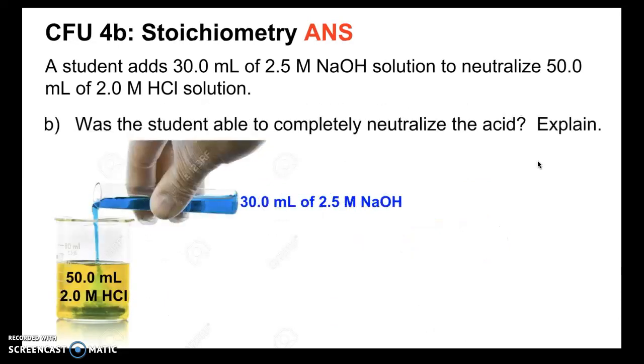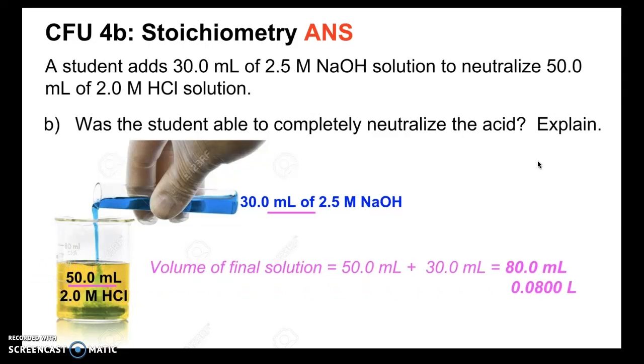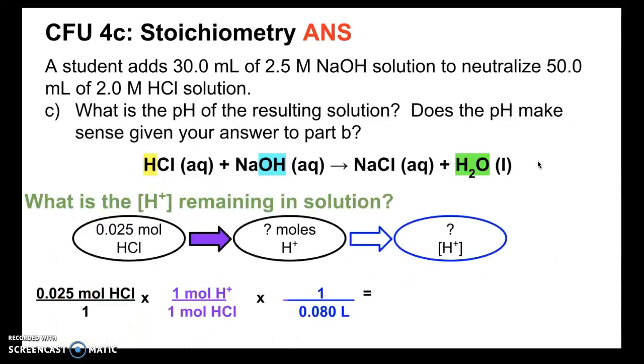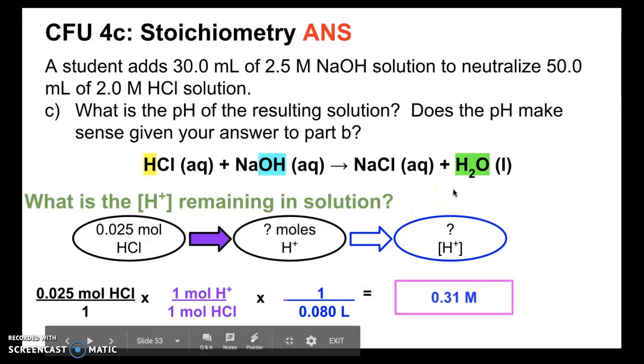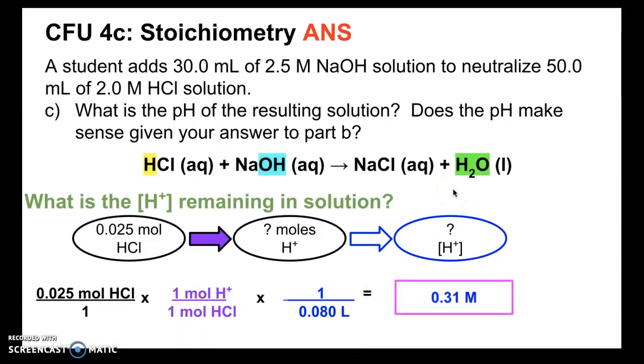So what I need to know is the volume of the entire solution after I mix everything together. And remember that we start off with 50 milliliters of HCl and 30 milliliters of NaOH. So when we mix those together, the total volume of our solution is going to be 80 milliliters or 0.08 liters. So that means that for my volume, I need to plug in 0.08 liters. And that's going to be 0.31 molar. So that means the concentration of H+ is 0.31 molar.